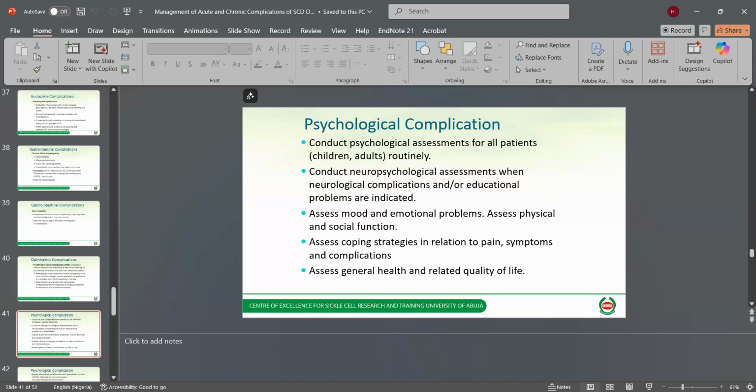Conduct psychological assessment for psychological complications. Conduct psychological assessment for all patients routinely. Conduct neuropsychological assessment when neurological complications or educational problems are indicated.